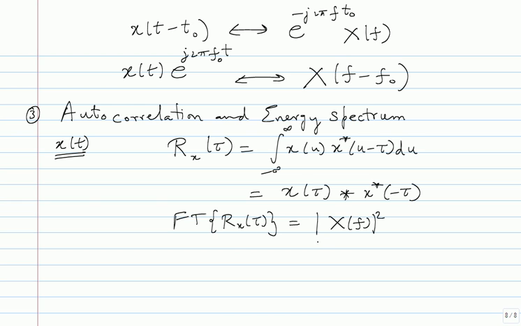So in particular, if you have an autocorrelation function, its spectrum will be what? Yeah, real valued but positive also. So it's a very good property to have for a spectrum. Okay, so that's the thing. What else? The next thing is energy spectrum.